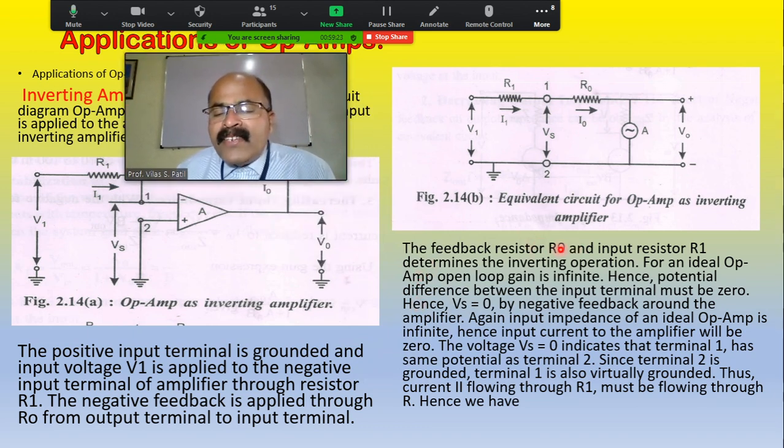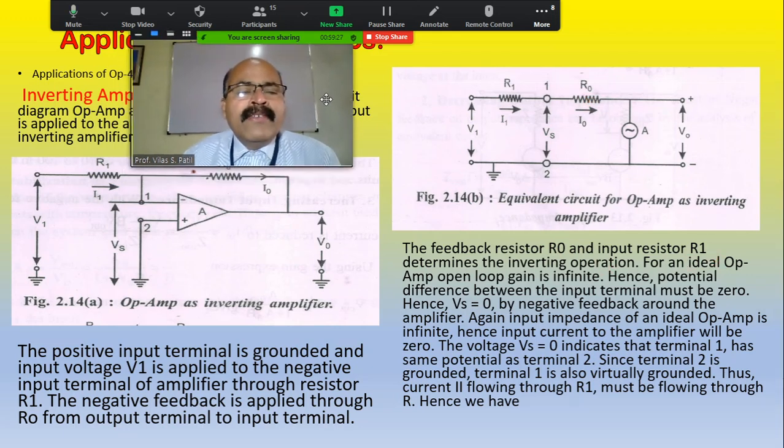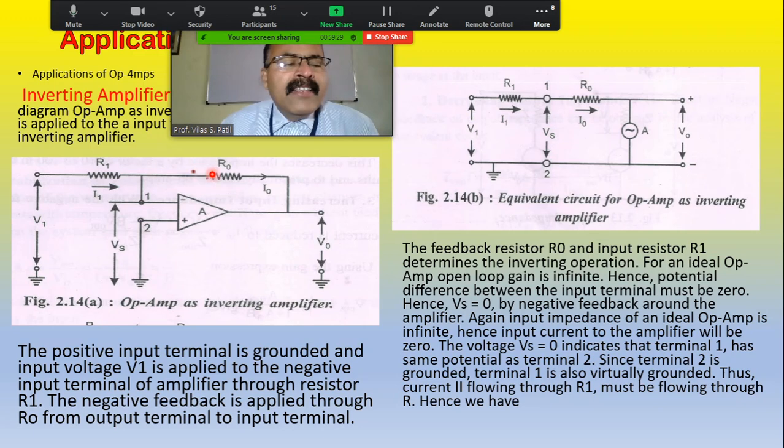आता गंमत बघा इथं काय आहे, the feedback resistor is R0 and input resistor is R1. Means that this is feedback resistance, that is output is feeding back to the input, and this is the input resistor. Determine the inverting operation, and for the ideal operational amplifier, open loop gain is infinite. Open loop gain, output voltage divided by input voltage, is infinite.